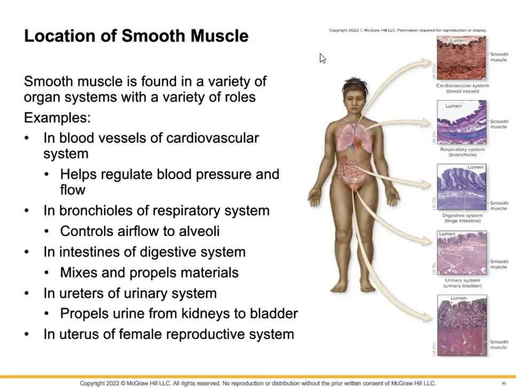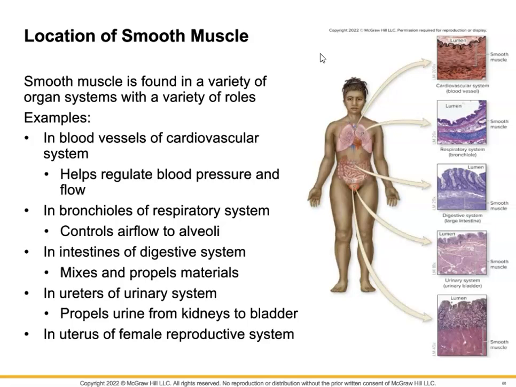Smooth muscle is found in many different places in the human body, and these cells are involuntary, just like your cardiac muscle. Cardiac's involuntary, like smooth muscle. It's striated, like skeletal muscle. But skeletal muscle is the only voluntary muscle type. We don't have to make our heart contract, nor do we have to contract the smooth muscle in our body.